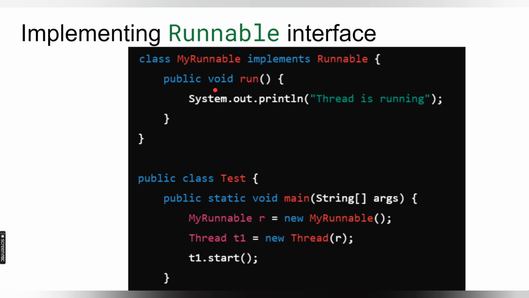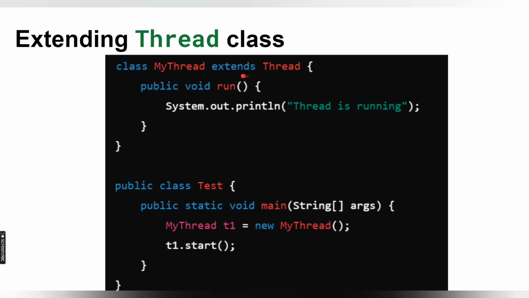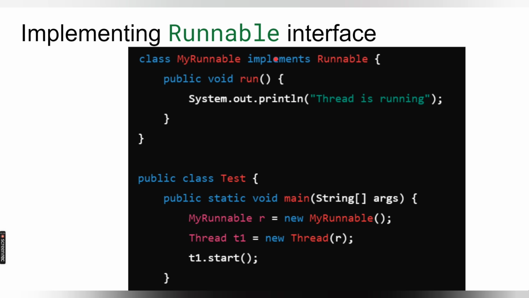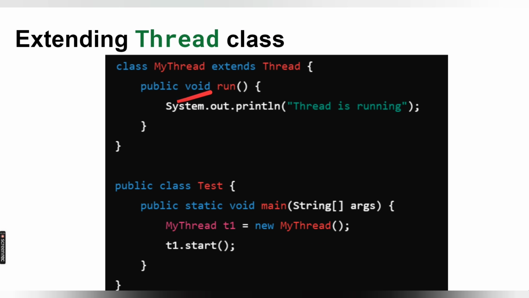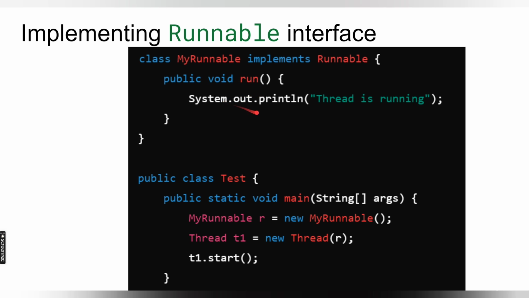Second way is using the Runnable interface. So again, you will have your class. You can have any name here. So here we have provided MyRunnable, and then you need to say implements Runnable. In the previous example, we were extending the Thread class. In this, we are implementing the Runnable interface. Again, there will be a run method. Same logic here, same method, same syntax, same implementation. We will have one sysout statement.